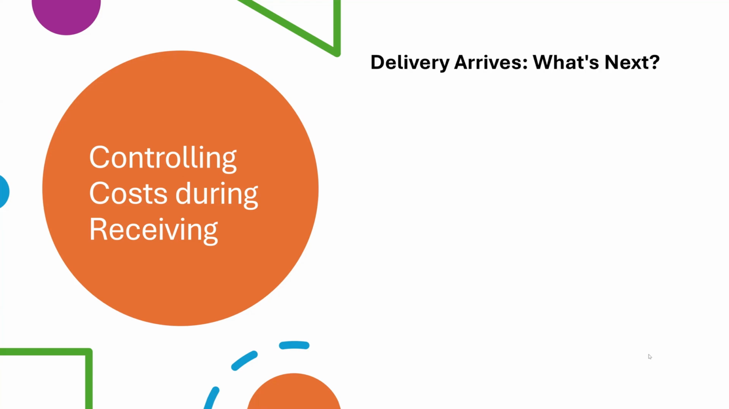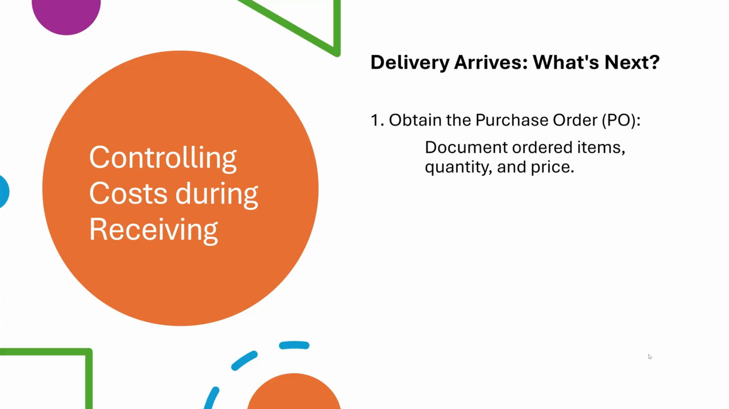So the delivery, we've ordered, the delivery arrives, now what? Well, we got to find a piece of paper called the PO or purchase order, and we want to match it up to the packing list that the driver probably has, right? So the PO is really all the documented ordered items, the quantity and the price. It has it right on the purchase order.